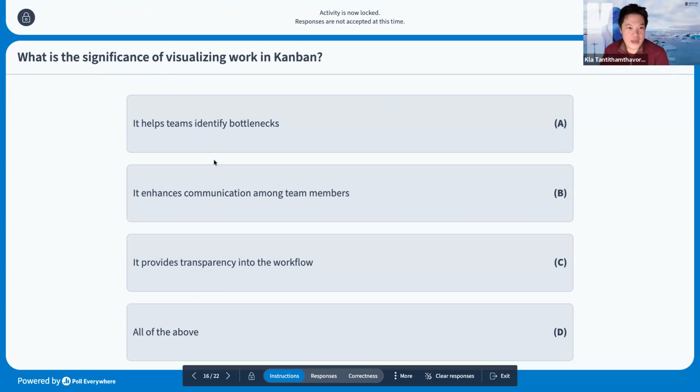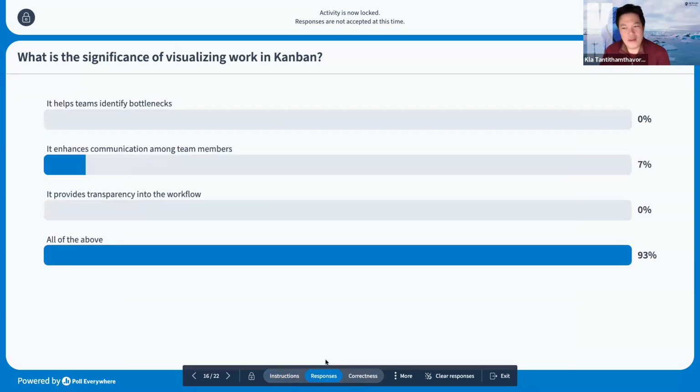Yeah, Kanban, right? Why does it help? Okay, it helps the team to identify bottlenecks, it enhances communication among the team members, it provides transparency into the workflow, all of the above. I would say that the most correct answer should be C. Okay, let's see the response, everyone. All of the above. Maybe let me think whether it helps the team to identify the bottlenecks or not.